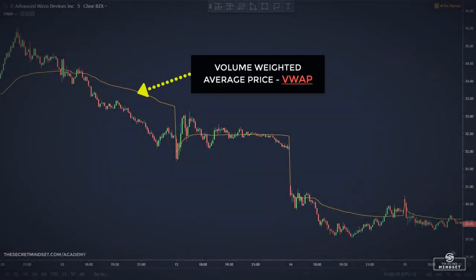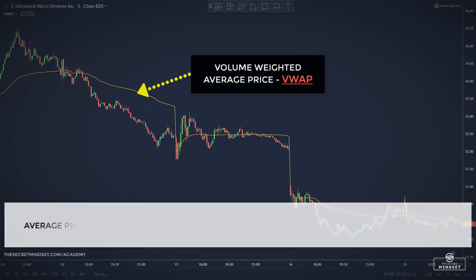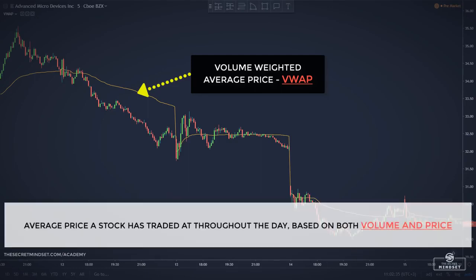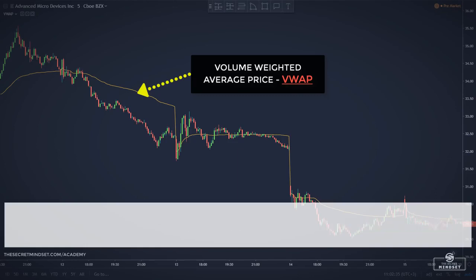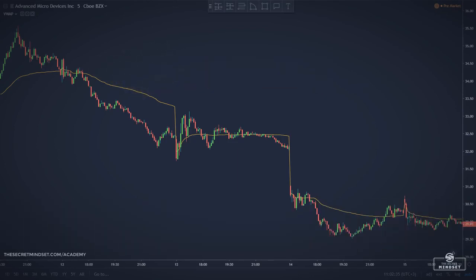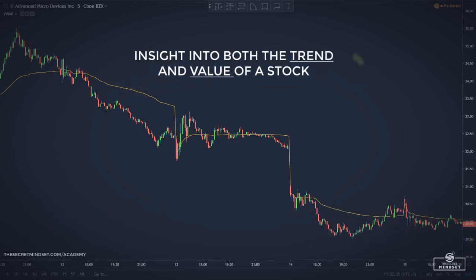The volume-weighted average price is a trading benchmark used by traders that gives the average price a stock has traded throughout the day based on both volume and price. It is important because it provides traders with insight into both the trend and the value of the security.